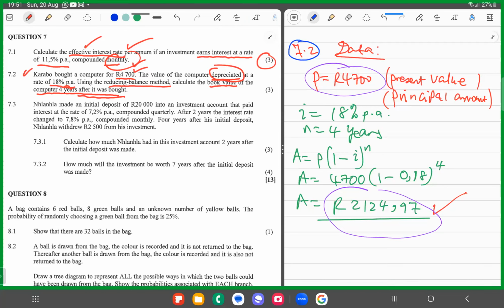All right, so continuing with our discussion then. In other words, I was saying the computer was bought for 4,700 and depreciated to 2124.97. The computer was too expensive, it was 4,700, but now it just became 2,124.97. So note that.